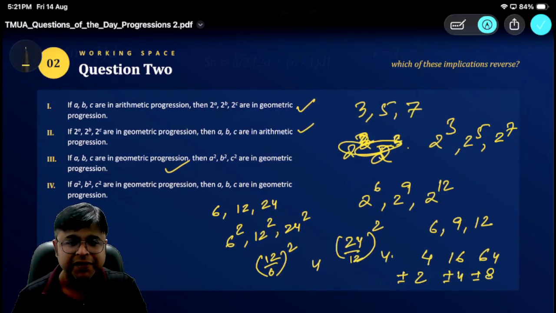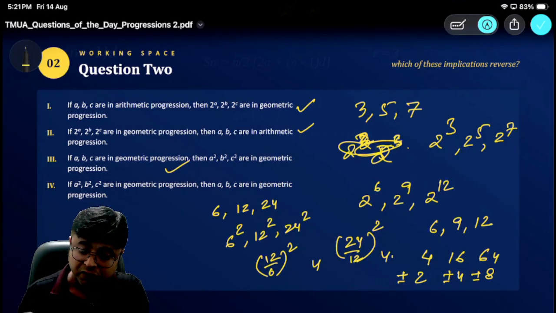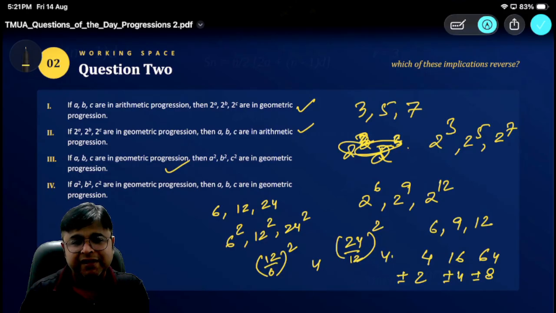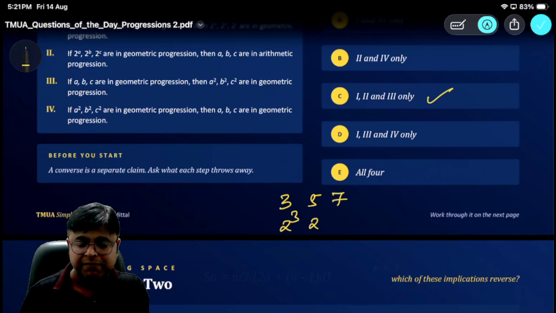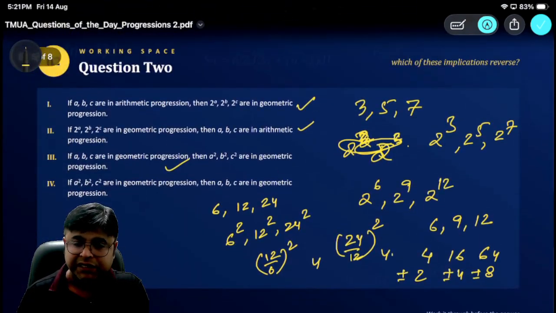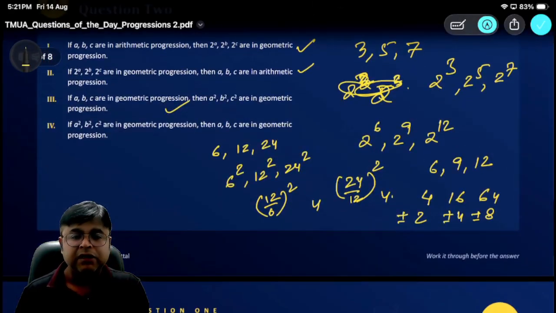So this is a trap. Many of you will just take 2, 4 and 8 and conclude that yes, all four of them are correct, but this is not correct. So this is a trap you have to be careful about. So the answer is 1, 2 and 3 only. Although there is an option of all 4, it's not true. The fourth statement is not true.